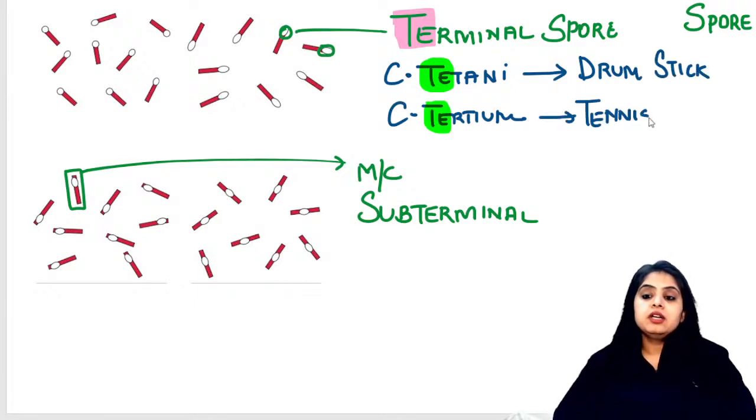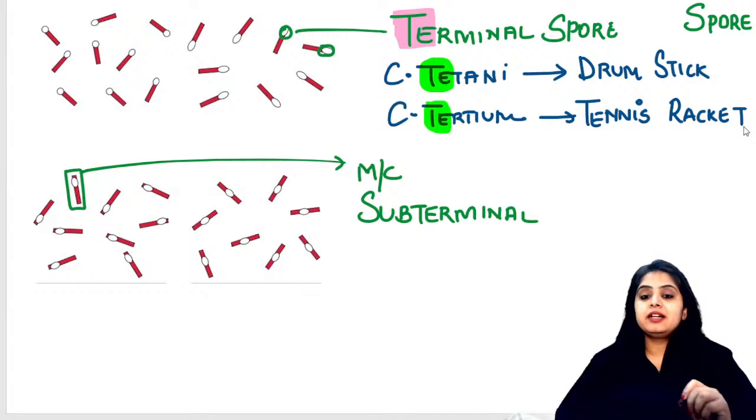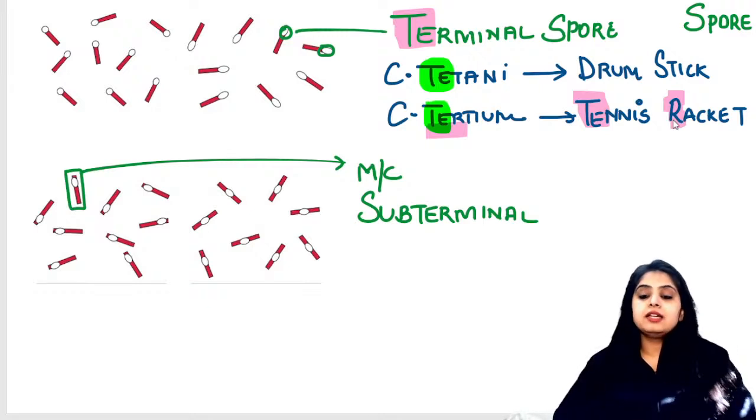There's something known as mugging up and then there is something known as engraving it in your mind, embedding it, right? Forever. You guys have engraved it in your memory. As it is, you are answering. So the confusion is which is drumstick and which is tennis racket. So remember TER. TER is going to be the tennis racket. So tertium is the TER tennis racket and tetani then becomes the drumstick. So right, the terminal ones are done, but the most common is going to be subterminal.